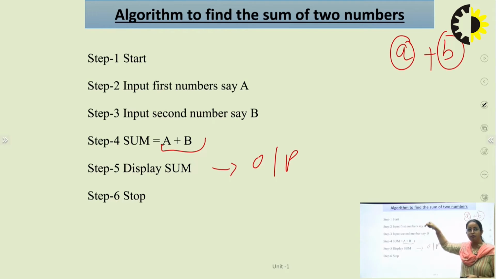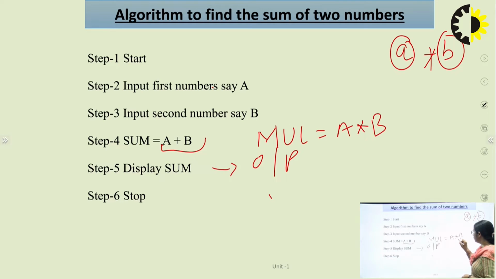In the first step, we have to start. In the second step, if we are performing multiplication, again we need two input digits. So A and B, suppose we have to perform multiplication between A and B, then input first number as A, input second number as B. In the fourth step, we have to perform the multiplication task. Suppose I am taking a variable mul equals A star B, or A multiplication B. Here I am performing the multiplication task.